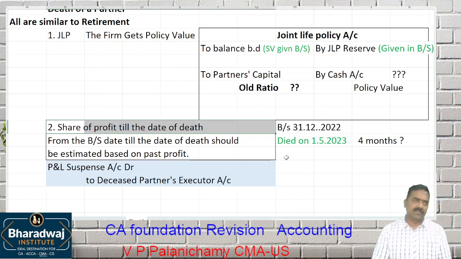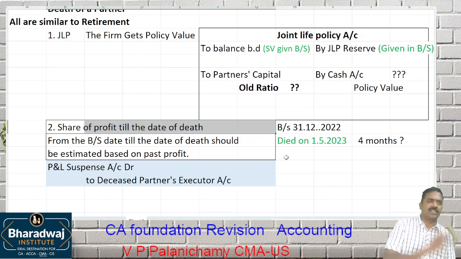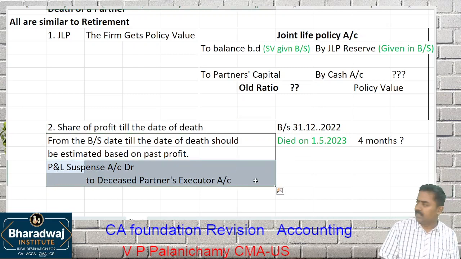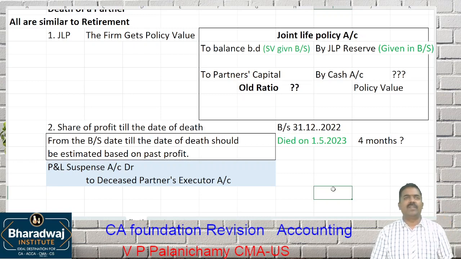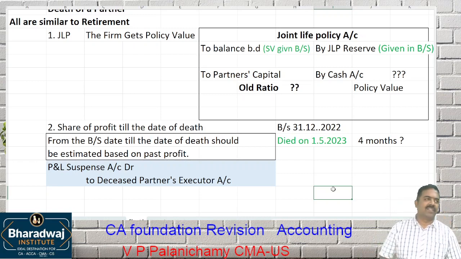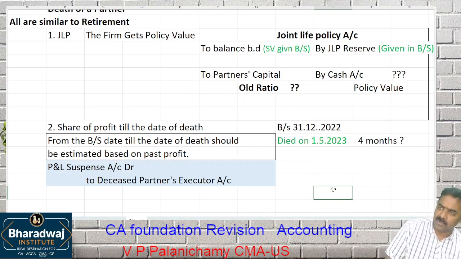Death of a partner. If the partner has died 6 months later, you have to estimate that 6 months' profit and give only to which partner? The share will be given only to which partner? The deceased partner. All the other things are same. Simple. In case of retirement, we transfer to loan account. In case of death of a partner, we will transfer to which account? Executor's account. We will transfer to executor's account in the month.